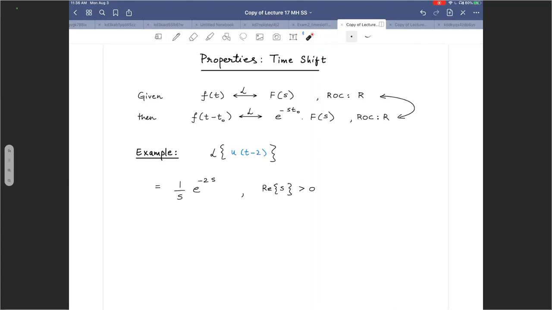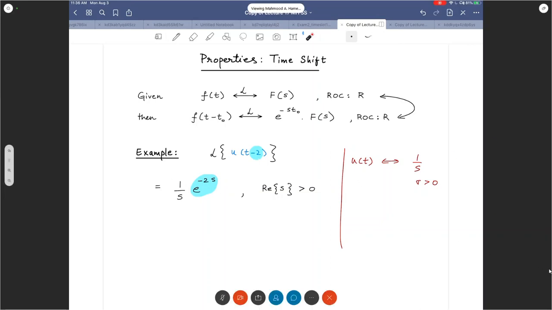Now let's take a look at the Laplace transform of u of t minus 2. For u of t, the Laplace transform was 1 over s with sigma greater than 0. The real part of s greater than 0 was the region of convergence. Now when you shift the signal by 2 units, u of t minus 2, you delayed it by 2 seconds, then that 1 over s got multiplied by e to the minus 2s. So let us highlight this: the 2 caused that. But the real part of s greater than 0 did not change.